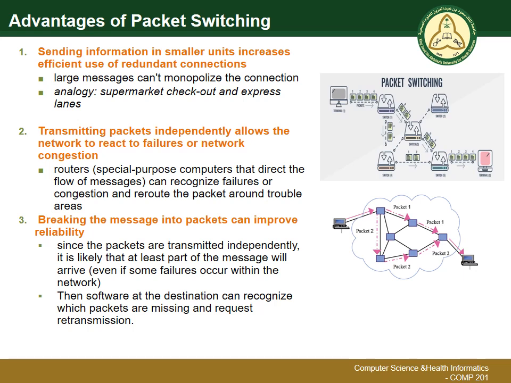Sending the message in this way offers three key advantages. First, sending the information in smaller units increases the efficient use of the connection. What do we mean by that? If a large message were able to monopolize the connection, many smaller messages might be forced to wait. Let's take an example from real life. Assume that in the checkout line at a busy grocery store, a customer has many items, so the customers with few items have to wait in line. But to avoid that, if we have an express line where the number of items is limited, these customers can do the checkout process faster.